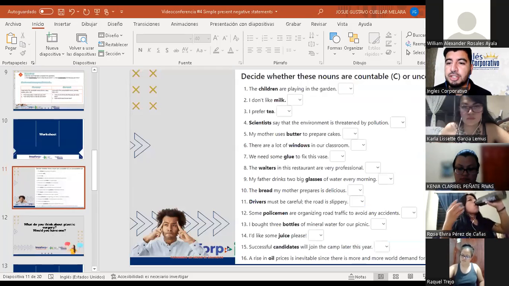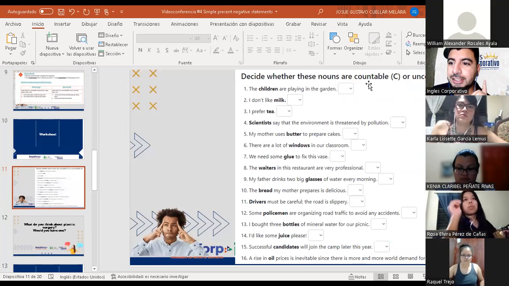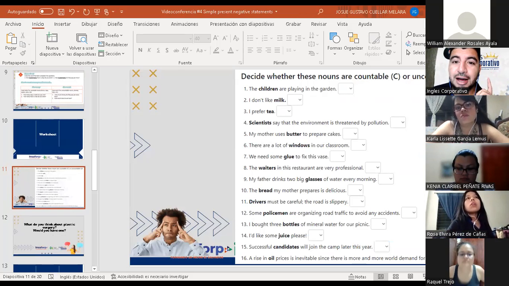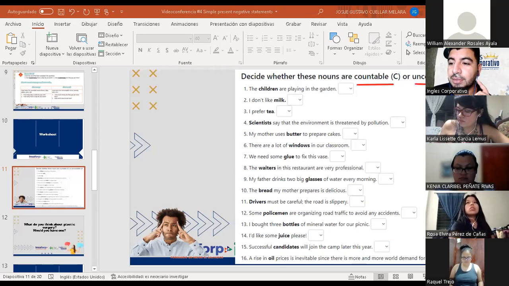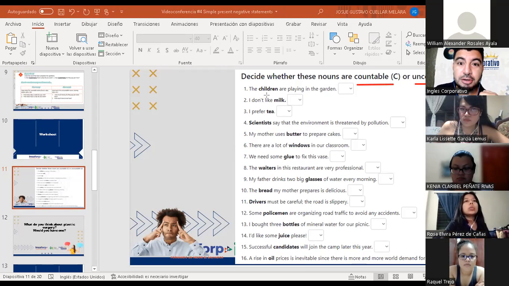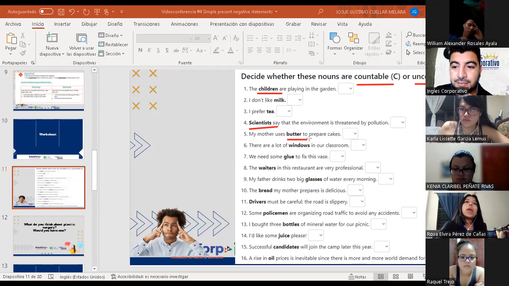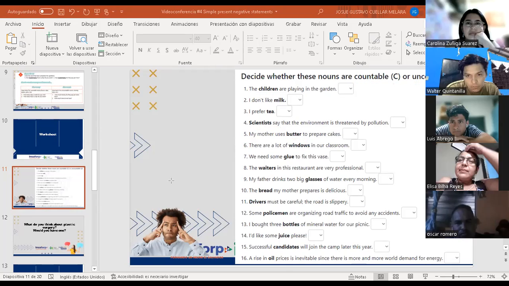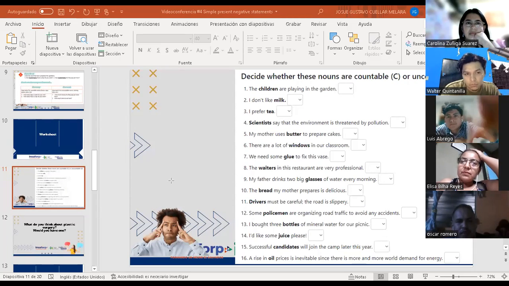Okay, here we have a worksheet, and here we have countable. Traten de pronunciar esto. Countable. Yes, it's uncountable. Okay, countable and uncountable. Okay, so I need you to read these sentences, and tell me countable or uncountable. Entonces las leemos y vamos a decir si son countable, si son contables, o si son uncountable. Pero ¿qué son contables? The words in bold, las palabras que están en negrita. En eso nos vamos a basar. Okay, para decir si son contables o no contables. Okay, so for this sentence, we're going to start with Luis, okay, and then Elisa.